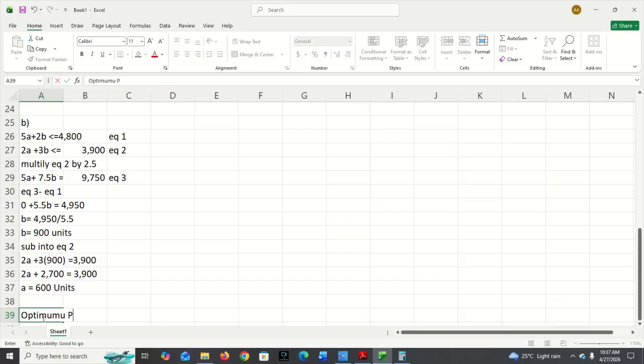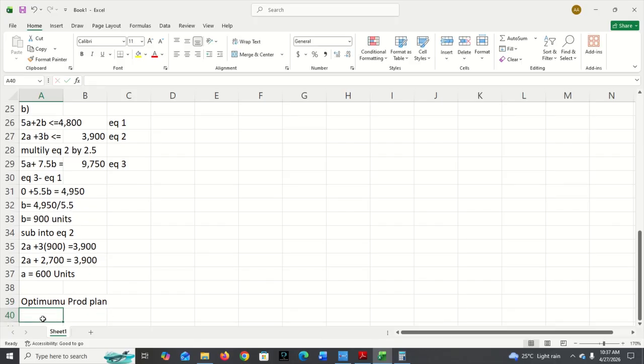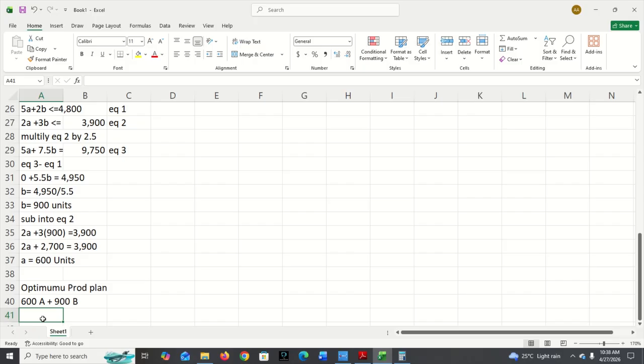Optimum production plan will be to produce what? 600 of A plus 900 of B to get our maximum. So this is in units. If we want to calculate it in contribution, we put this in our objective function that we got.